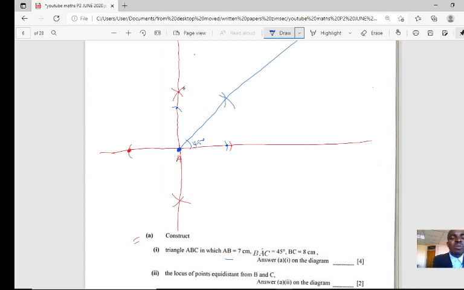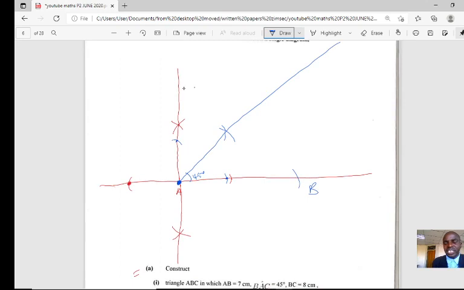Then after that, you come with your compass, put at point A, then 7 centimeters, for example, it was like here. Then you mark. You mark on the line, like here. You mark here. That's where there will be B. Now I want to find where C is. BC is 8 centimeters.